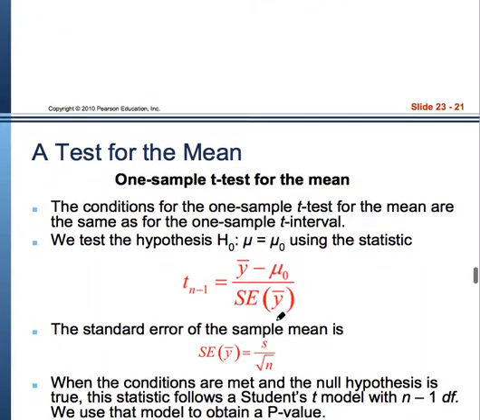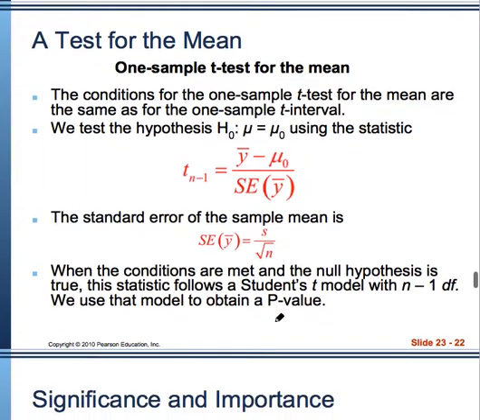Okay. All right, so now we move on to hypothesis testing. So all of that was for confidence level, and now we're going to look at the t-test, the one sample t-test for the mean. Okay, so you still do the same thing with the conditions. Okay, you test the hypothesis that the mu of the sample, or the mean of the sample, is equal to the mean of the overall value that we're checking it against.